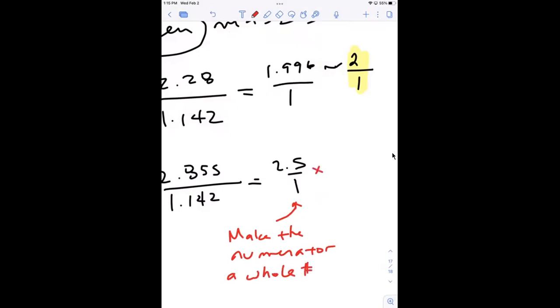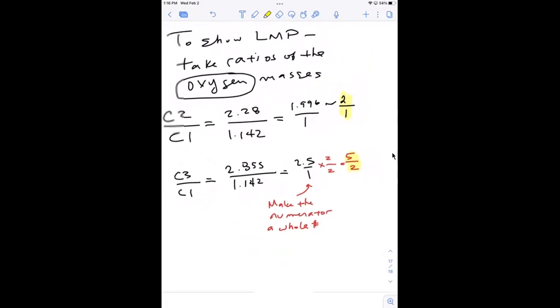Right? So we're going to multiply top and bottom by 2. And so that's going to be 5 to 2. And again, that is a small whole number ratio. And that's what you're looking for to determine whether or not a compound illustrates the law of multiple proportions, right? And again, this is all based on the fact that you could take 2 atoms and make multiple compounds with them.